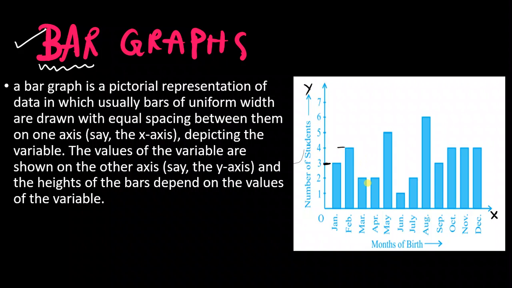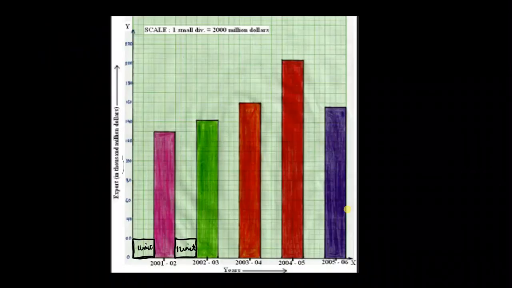But the width of the bar must be fixed. It mustn't increase or decrease. If the width of one bar is 1 unit, then the width of the other bars must be 1 unit too. Now I hope this is clear, and this is how we draw bar graphs.